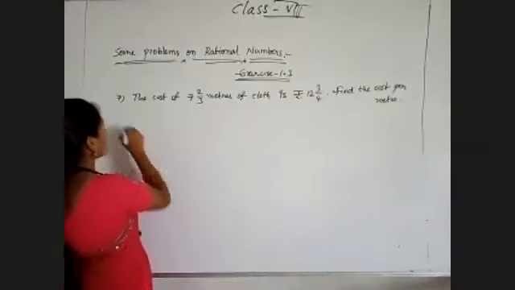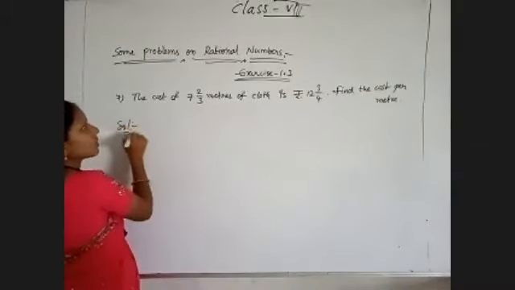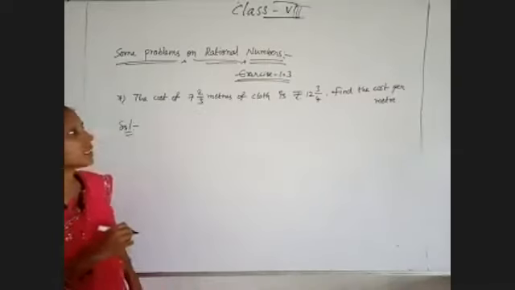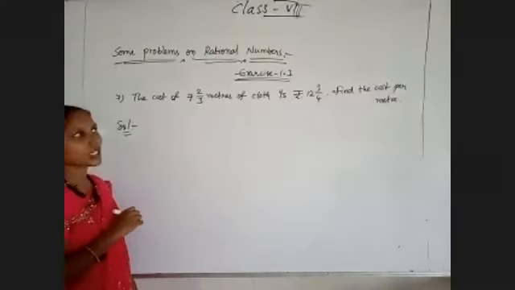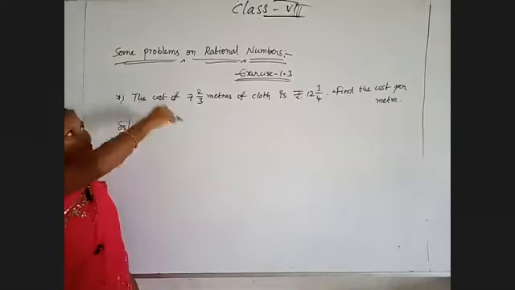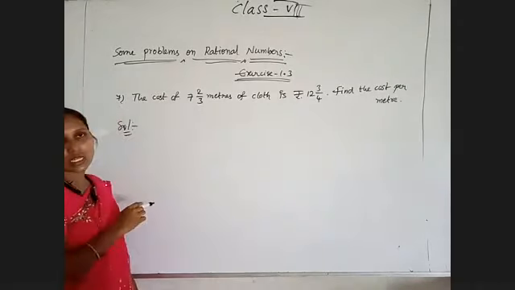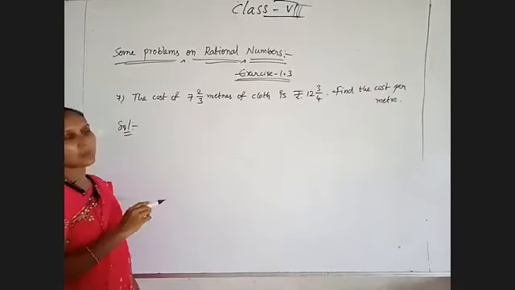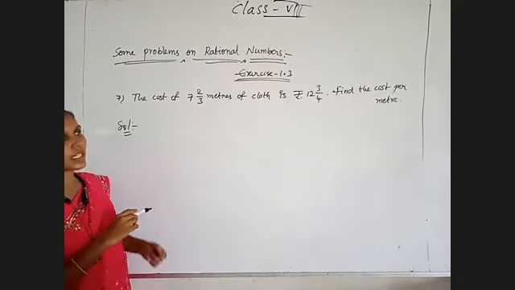Now observe the answer. Cost of 7 2 by 3 meters of cloth is that much. So both are given in rational numbers. That's why we use rational numbers for the problem. And find the cost per meter. For 1 meter, what is the cost we need to find?